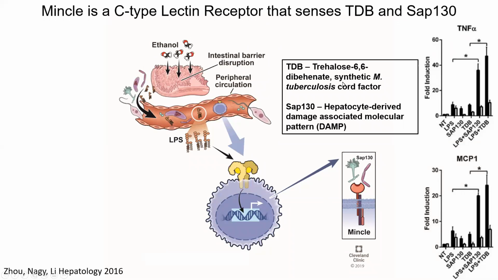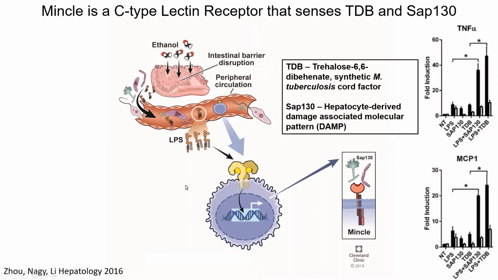So Mincle is famous because it was really one of the first genes thought to be able to sense tuberculosis. So it senses TDB, which is a tuberculosis cord factor. It was interesting to us for a while because it's also thought to sense this DAMP called SAP130, which is hepatocyte specific. So it's a DAMP that you really only see being secreted from dying hepatocytes. So we thought that Mincle might play this important role in hepatocyte cell clearance, as well as generally in the immune system for dealing with different fungal infections, as well as M. tuberculosis, as well as thought to bind other bacteria. It's really thought to do a lot of stuff.